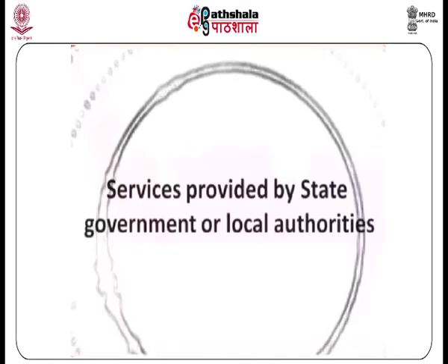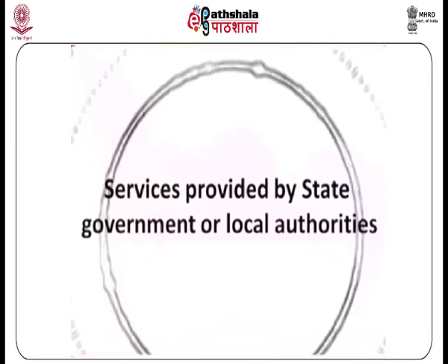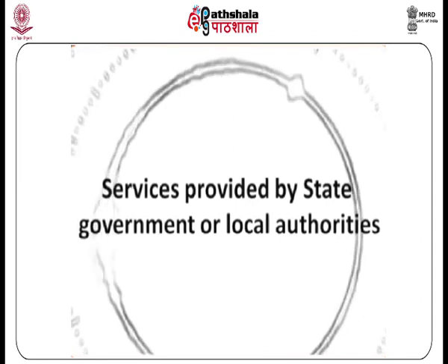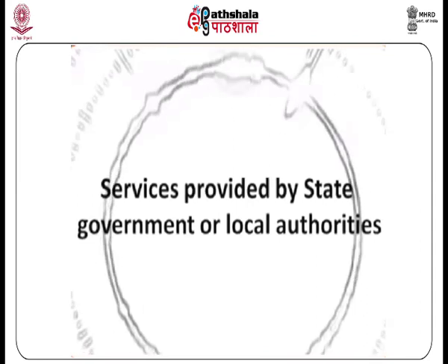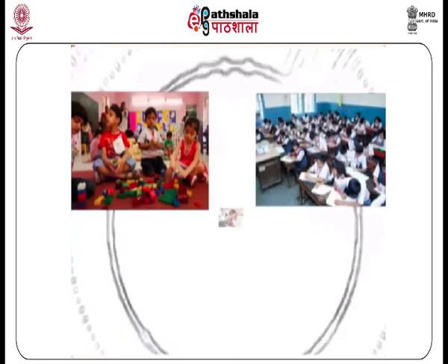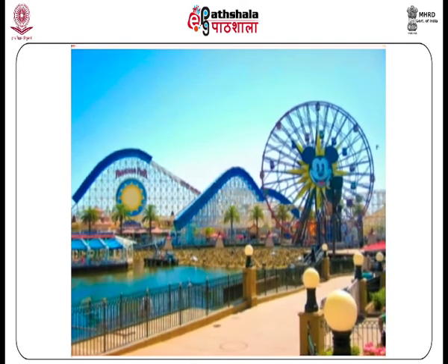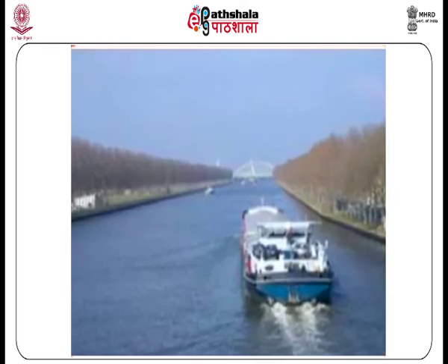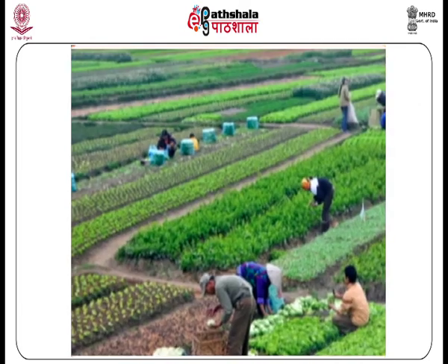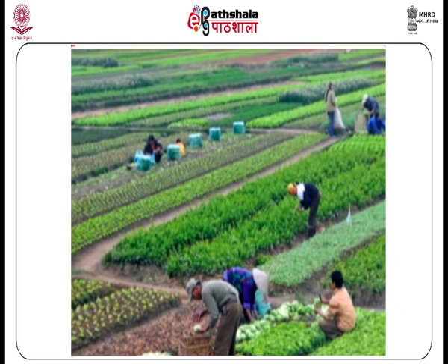The important inclusions in the negative list are all the services provided by state government or local authorities, except a few specified services where they compete with the private sector. The list also includes schools, higher level and vocational education, entertainment and amusement services, and a large part of public transportation, including inland waterways, urban railways. All services related to agriculture and animal husbandry are included in the list.